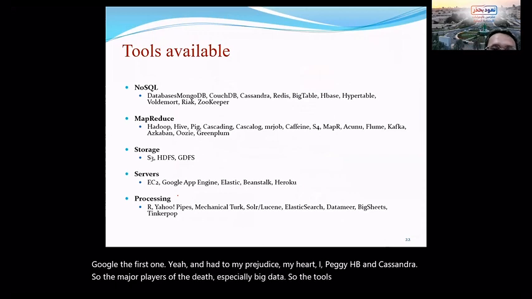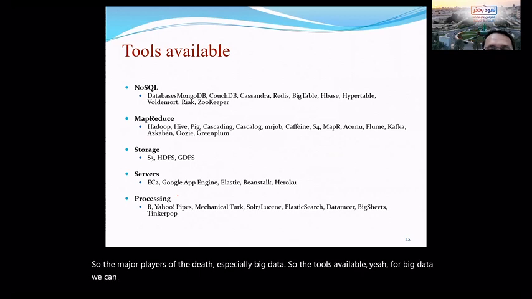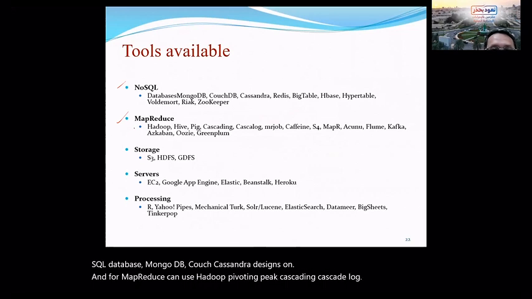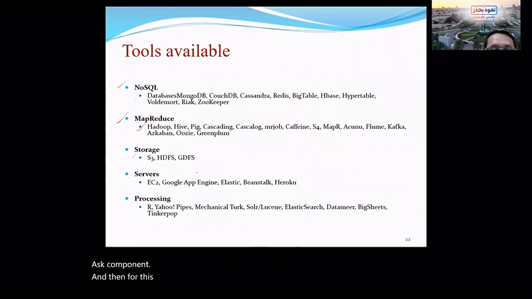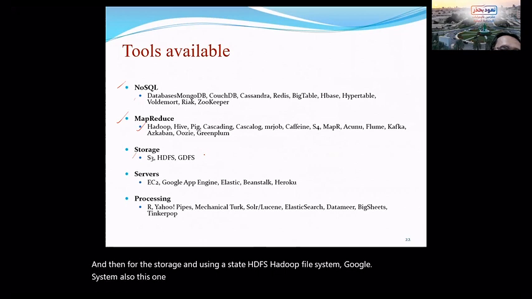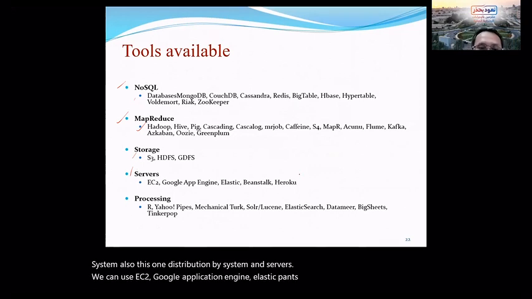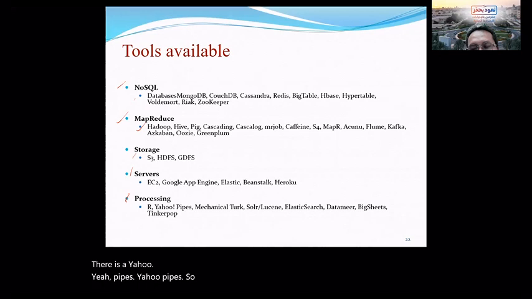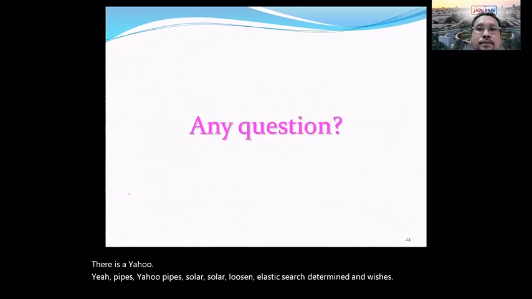So the tools available for big data: we can use NoSQL databases like MongoDB, Couch, Cassandra, Redis, and so on. For MapReduce, we can use Hadoop, Hive, Pig, Cascading, Cascalog, Azkaban, and so on. For storage, we use S3, HDFS, the Hadoop file system, Google file system, distributed file systems, and servers. We can use EC2, Google App Engine, Elastic Beanstalk, and Heroku. And for processing, there is Yahoo Pipes, Solr, Elasticsearch, and so on.